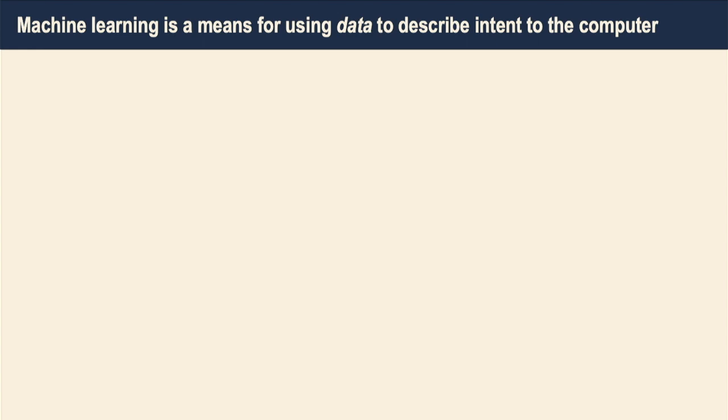So machine learning at a high level, what is it? It's a means for using data to describe intent to the computer. I think this is a good summary. It's a way of capturing what connects a lot of the methods in this session. So I'll give you a caricature of what I think of machine learning as.